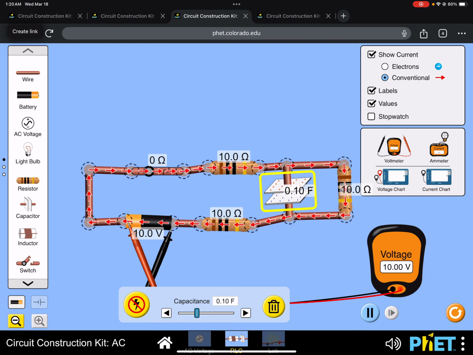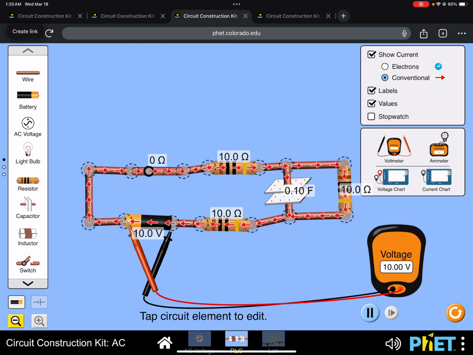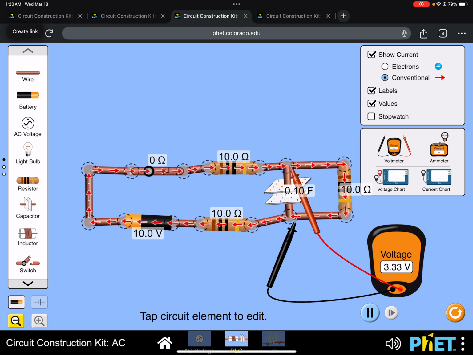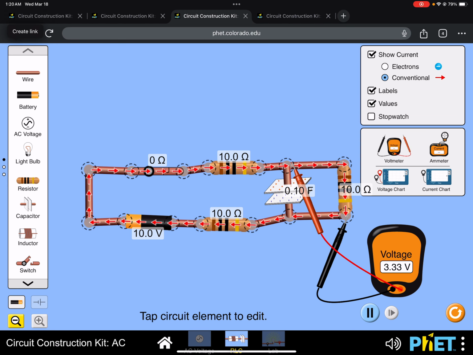So let me reset the charge in the capacitor. We see that initially there's some current flowing through it as it's charging up, but as soon as it's fully charged, it's as if the capacitor isn't there anymore. There's no current flowing through it. It's reached its full charge given the potential difference with the resistor on the right. So the capacitor has a potential difference of 3.33 volts. That's the same potential difference as this resistor here because those two circuit elements are in parallel, right?